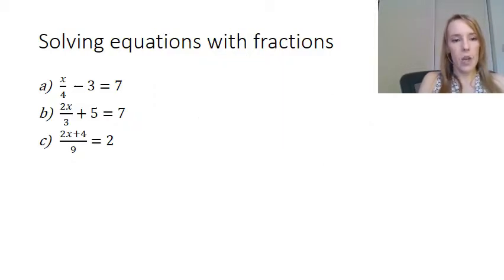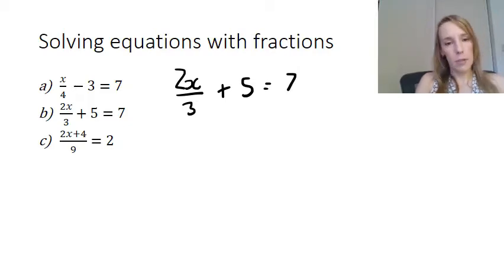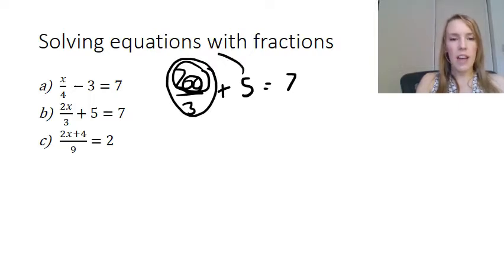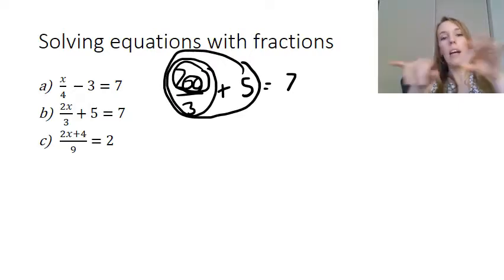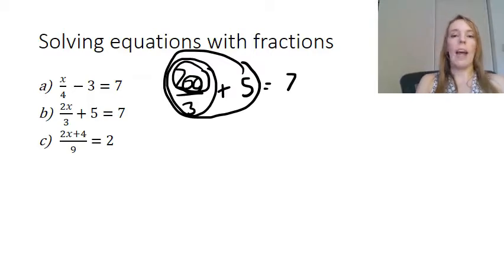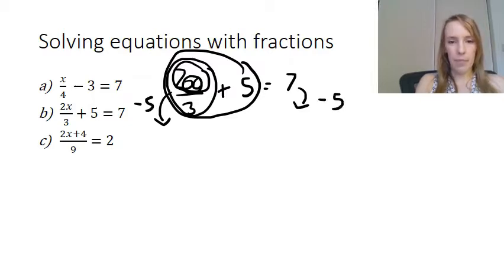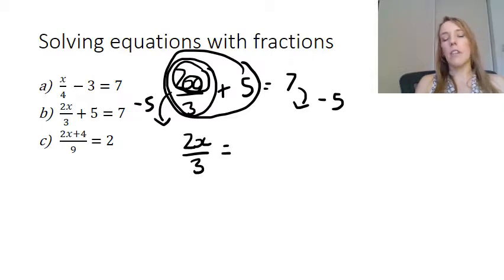So B has 2x divided by 3 plus 5 equals 7. Again, what's happened to our x? Well, it's multiplied by 2, then we divided by 3, and then we added 5. So we're just going to peel our way through those layers of our onion to work out what our x equals. The first thing we're going to do is the inverse of that outer layer, which is plus 5. The inverse of plus 5 is subtract 5. So 2x divided by 3 equals 7 take 5, which is going to leave us with 2.